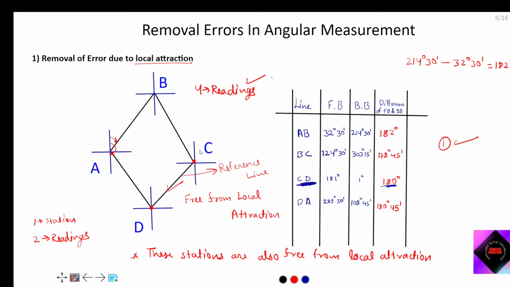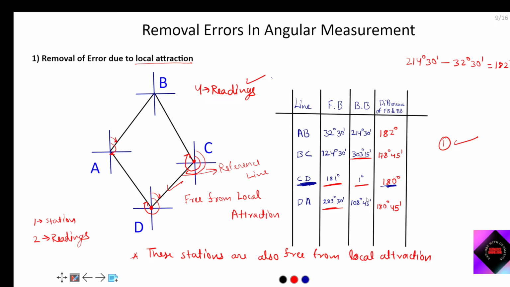Let's see. If you are at C, then what can you measure? One you will measure is back bearing of line BC, that is this value. Next value, fore bearing of line CD, this value. And if you are sitting at D station, then you will get one value, that is back bearing of line CD, and fore bearing of line DA. Means these four values are correct.